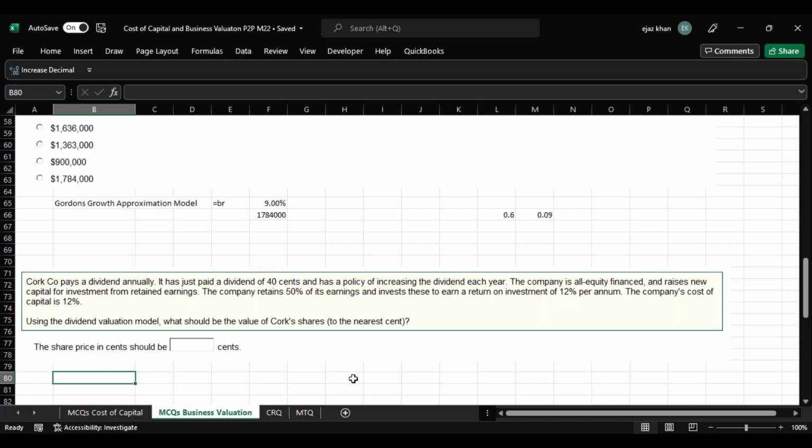Okay, again, we have to use Gordon growth approximation model to find out the growth, and it's easy. 50% into 12%. It's 6%. Now, market price per share will be equal to dividend just paid, 40 cents. Since I'm putting cents, I'll be getting answer in cents as well. Into 1 plus growth rate divided by cost of equity, which is 12%.